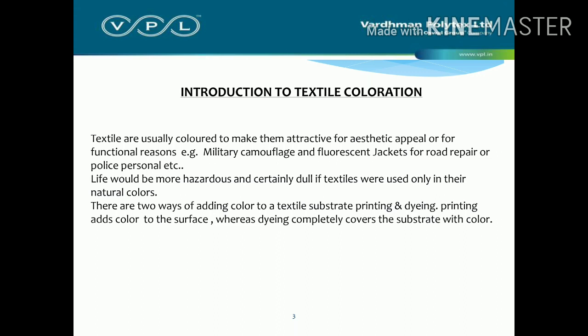Introduction to textile coloration. Textiles are usually colored to make them attractive, for aesthetic or for function reasons. Example: military camouflage, and fluorescent jackets for road repair or police personnel, etc. Life would be more hazardous and certainly dull if textiles were used only in their natural colors. There are two ways of adding colors to a textile substrate: printing and dyeing. Printing adds color to the surface whereas dyeing completely covers the substrate with color.